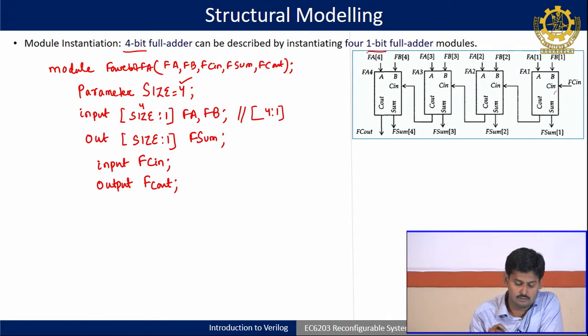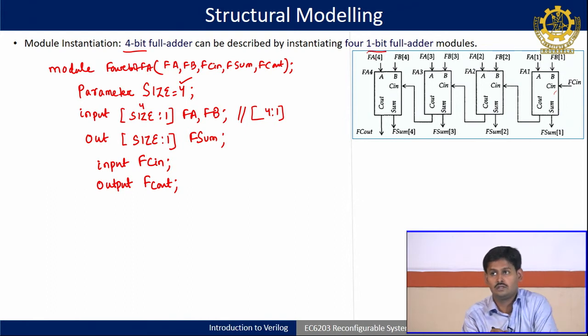It is coming to 13. So similarly you have to count it. So 4 bit again. Here FA, FB are both there, so 4, 4, 4, then these two. So around 13, 14 numbers of IOs are there.